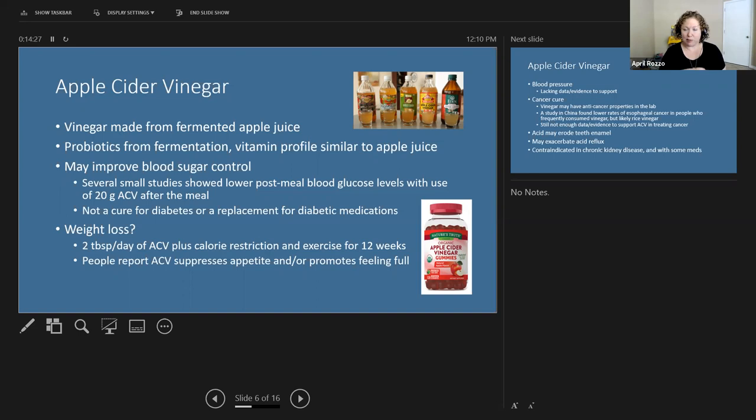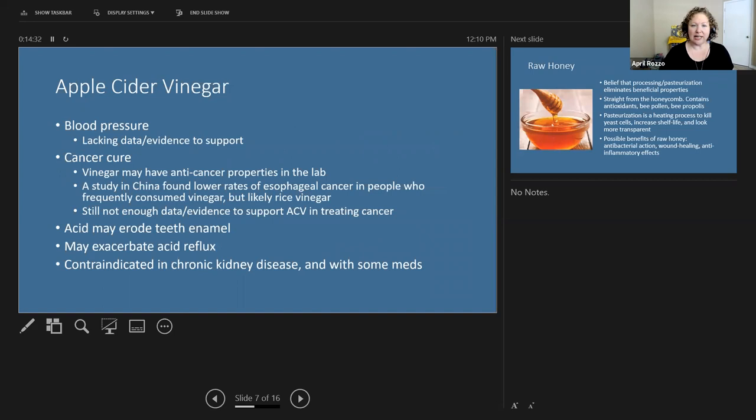We don't really have any evidence as far as controlling blood pressure. There have been a few small studies with animals or in the lab that vinegar, not specifically apple cider vinegar, may have anti-cancer properties when they look at cells in the petri dish. A study in China did find lower rates of esophageal cancer in people who consumed a lot of vinegar, but not cause and effect. They looked at the diet, they found things in the diet that were high consumption, and then they kind of looked at cancer rates. So it's a correlation, but it's not cause and effect.